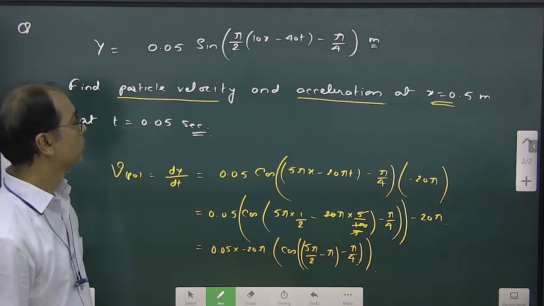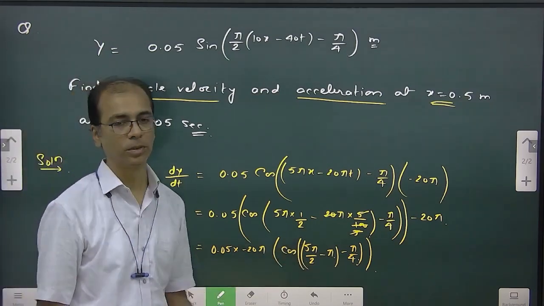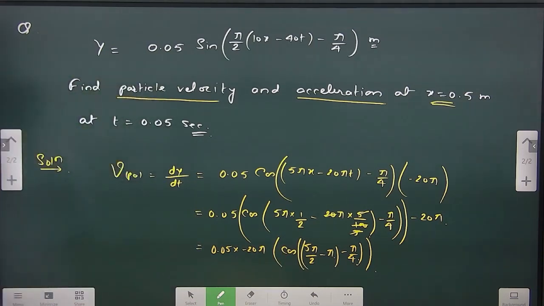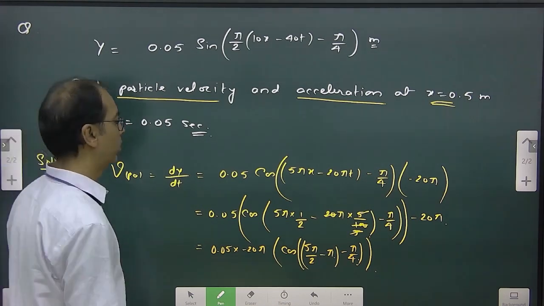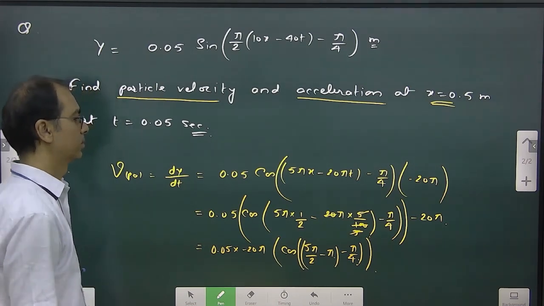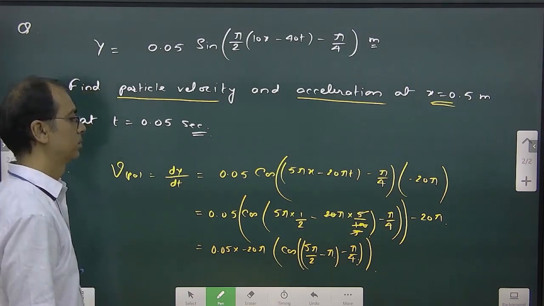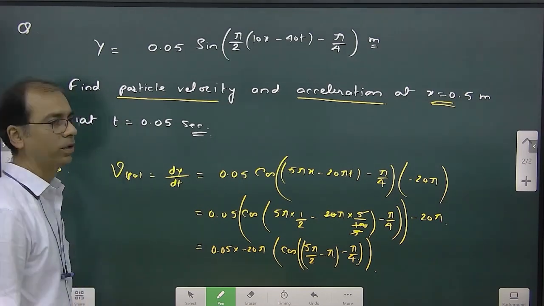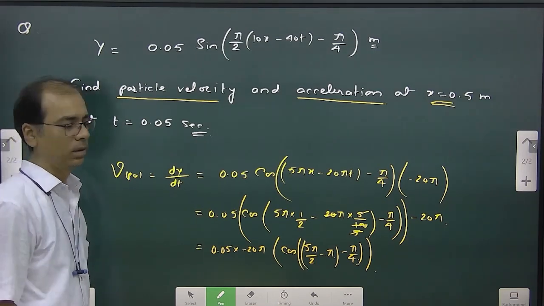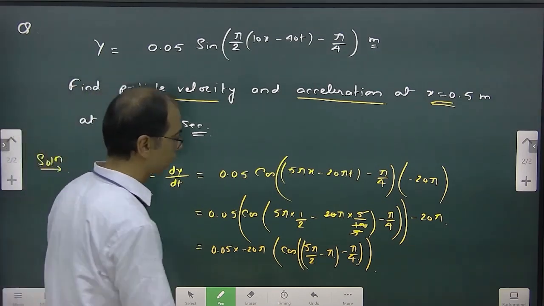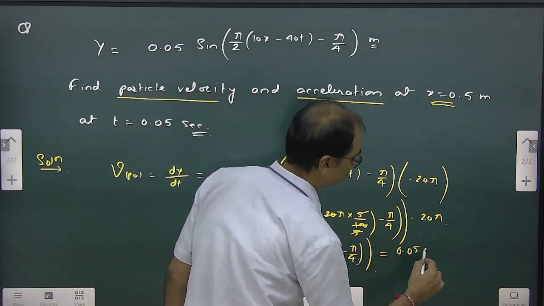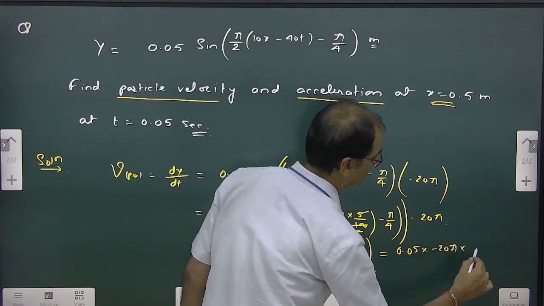So what will come? Cos of 3 pi by 2 minus pi by 4 is how much? 3 pi by 2 means 270, no? 270 minus 45 is 225. Cos 225 means third quadrant: minus 1 by root 2. So 0.05 into minus 20 pi into minus 1 by root 2.